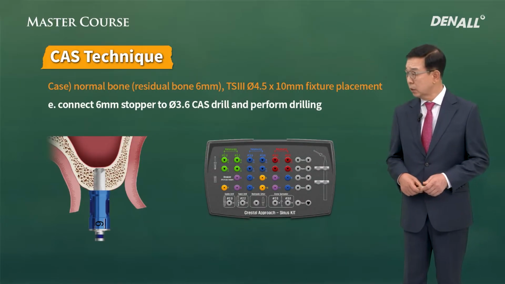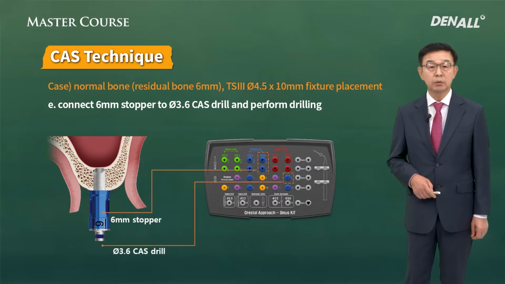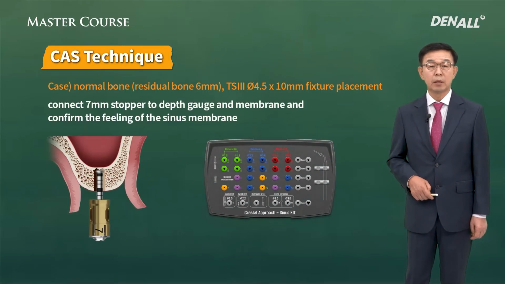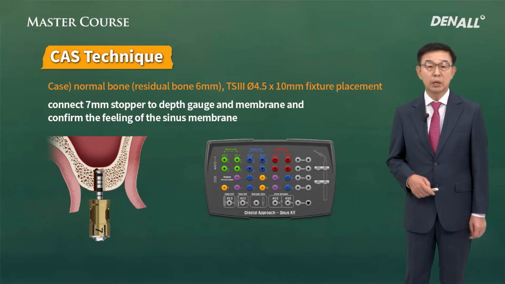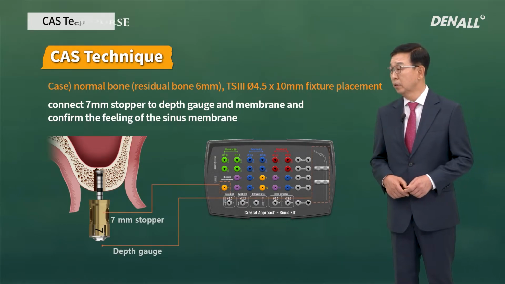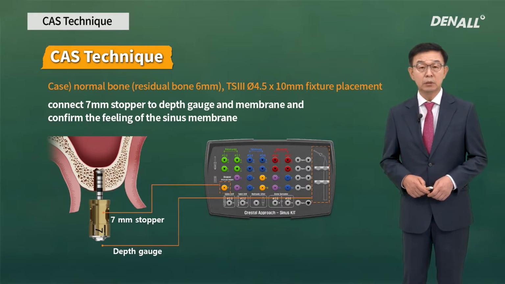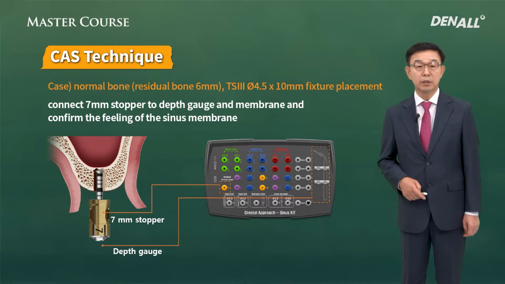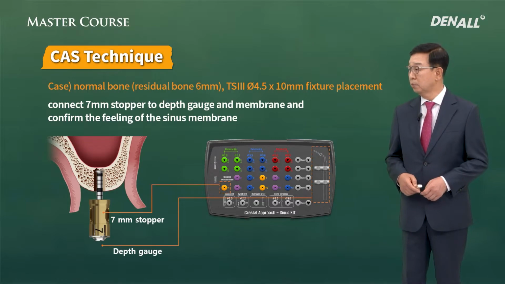Width expansion is done at the same time, and 6 mm stopper is used in 3.6 CAS drill. When you do drilling, in order to check whether the sinus floor has been penetrated, if you're a beginner, you can use a 6 mm CAS drill. You should use a 7 mm stopper instead of 6 mm. 7 mm stopper is used in depth gauge and check the sinus floor.